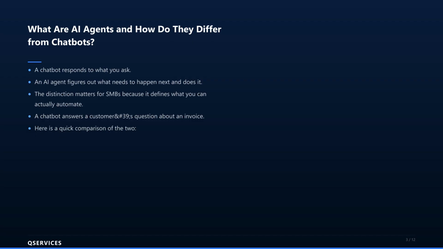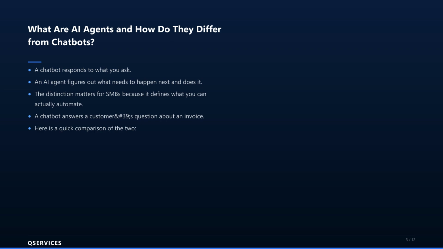A chatbot answers a customer's question about an invoice. An AI agent retrieves the invoice, checks for discrepancies, emails the relevant team member, logs the action in your CRM, and schedules a follow-up, all triggered by a single customer message. Here is a quick comparison of the two.